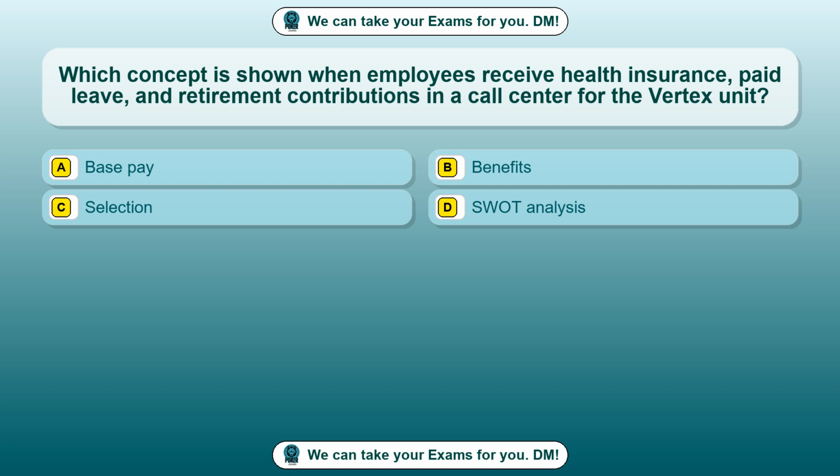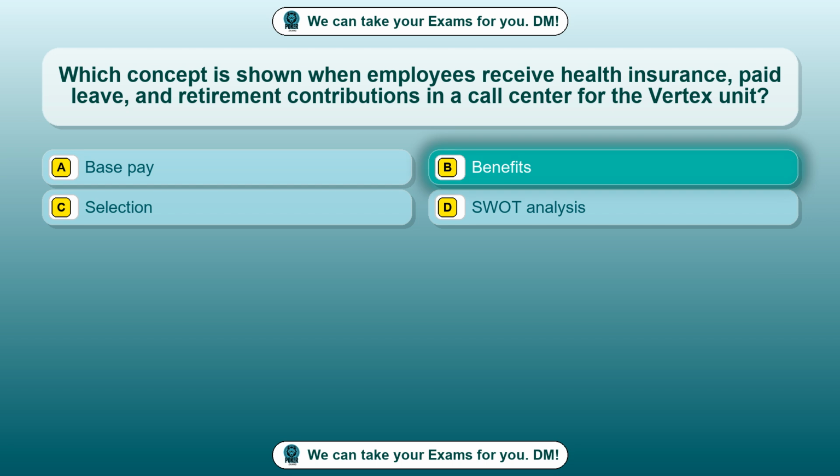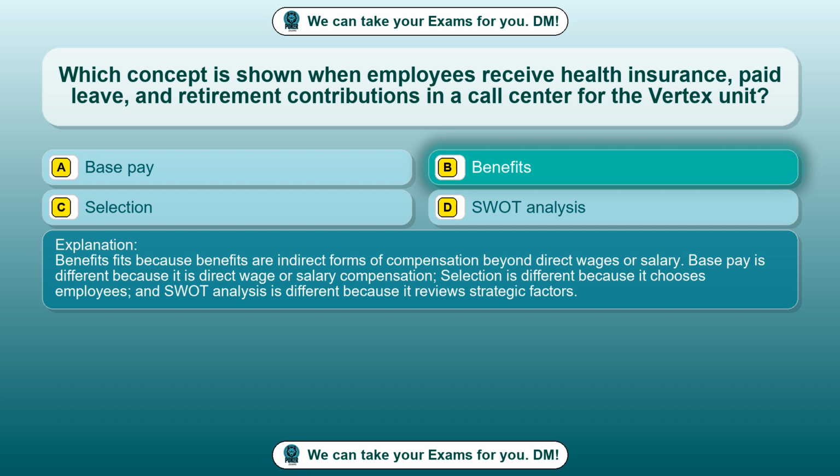Option C, selection. Option D, SWOT analysis. The correct answer is option B, benefits. Benefits fits because benefits are indirect forms of compensation beyond direct wages or salary. Base pay is different because it is direct wage or salary compensation. Selection is different because it chooses employees, and SWOT analysis is different because it reviews strategic factors.